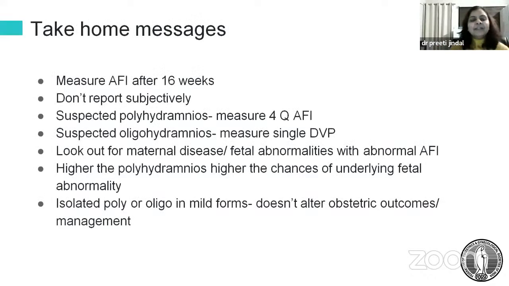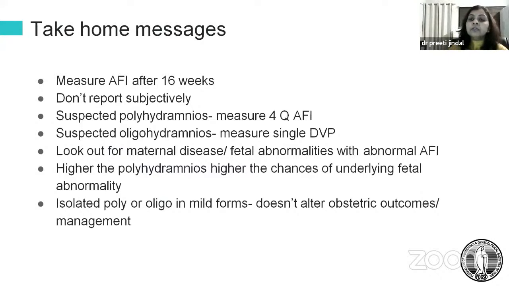Correct. So as we are getting late, I will just put a few take-home messages. We should measure AFI after 16 weeks. Don't report subjectively. Use your own brains as well. Suspected polyhydramnios, measure 4 quadrants. And when you are really pushed to the wall and there is oligohydramnios, then single deepest vertical pocket really helps rather than moving to AFI.